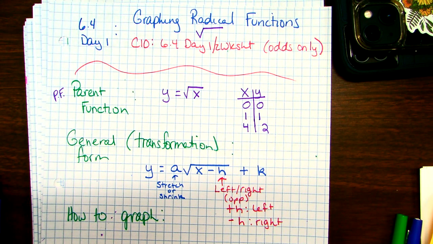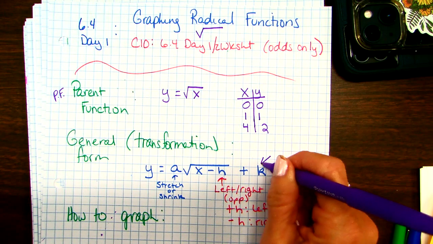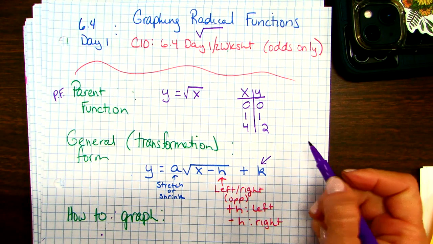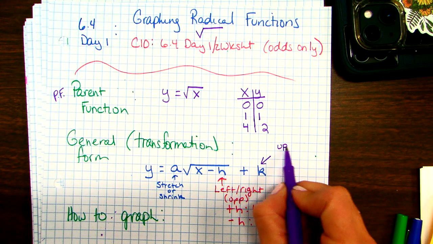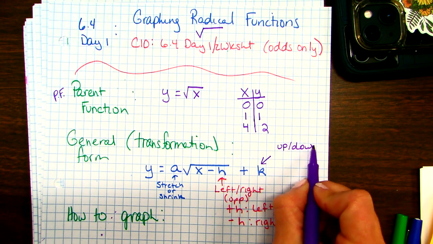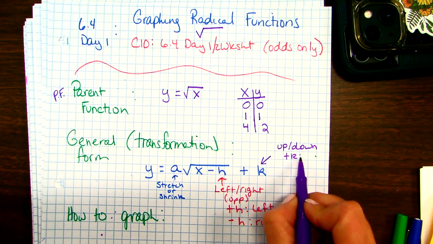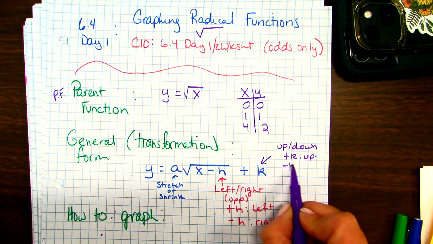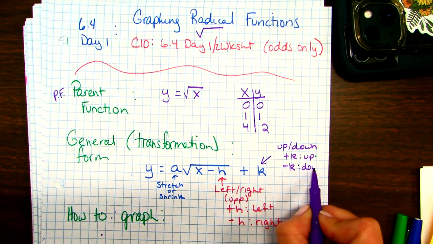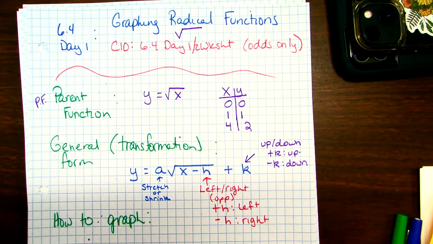So K would be what direction? Up and down, right? Up and down. And it's not opposite. Positive K, we go up. Negative K, we go down. So if I were a smart, good student, I would be making sure I have this in my notes so I can look back at it until I have it memorized again. Okay? So again, today we're just doing H and K. We'll add A in tomorrow.